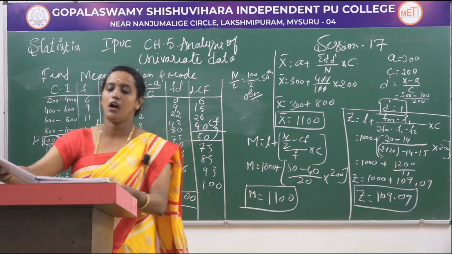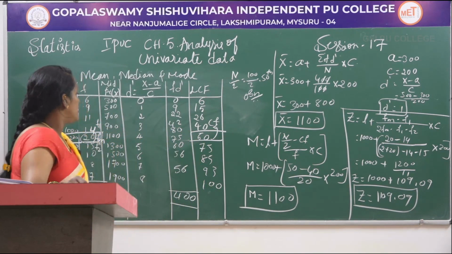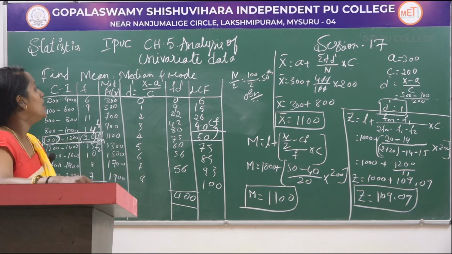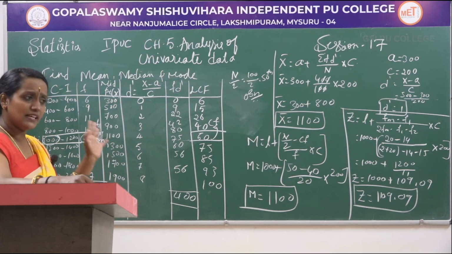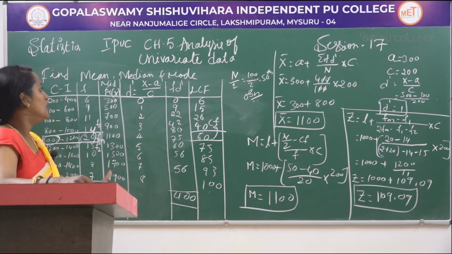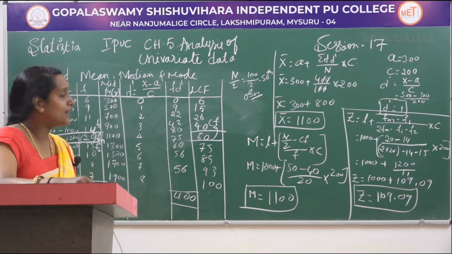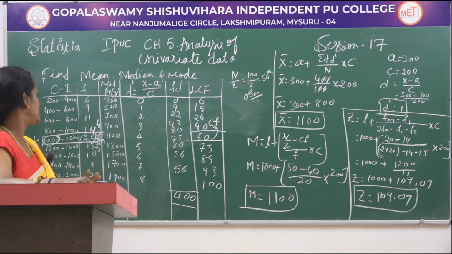So these three are the mean, median and mode values for one particular problem. We are just revising this one for recalling's sake. Okay, just follow this one.